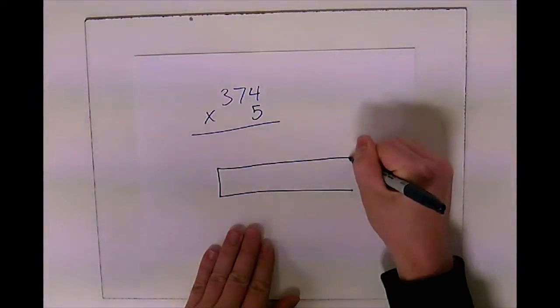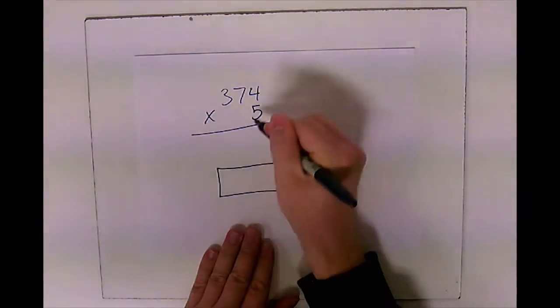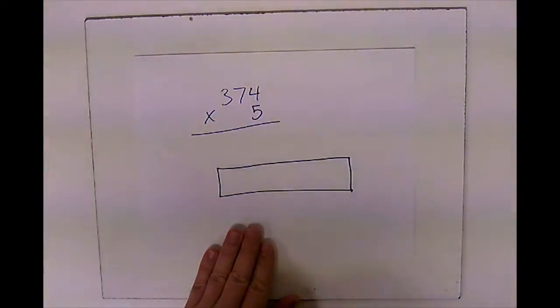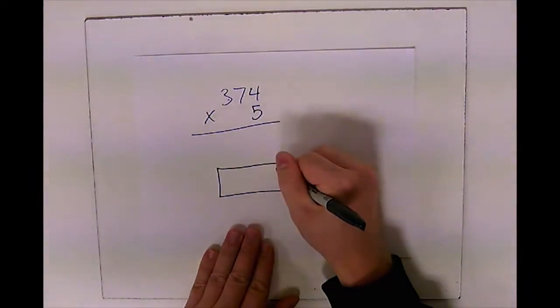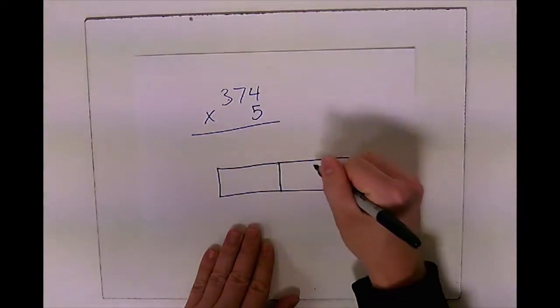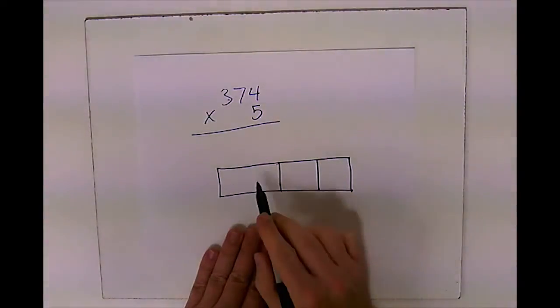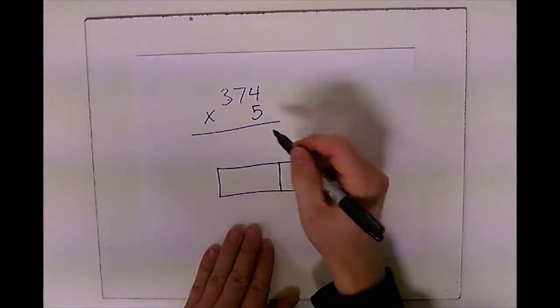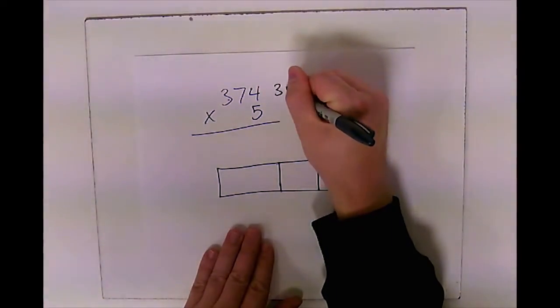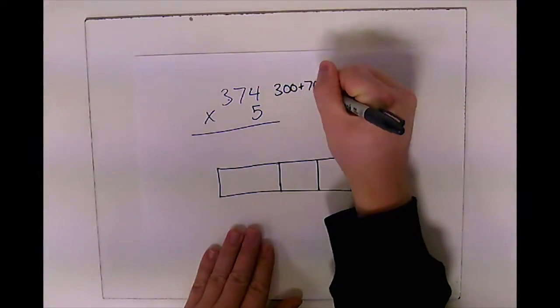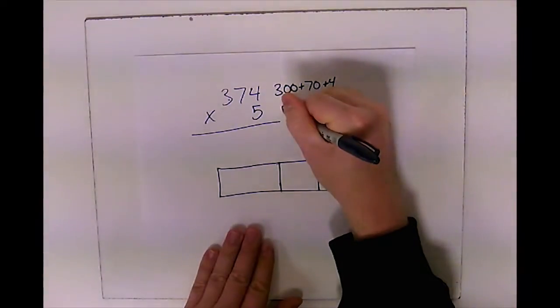Now our box, the number of rows, so I have one row because I have one digit down there. I'm going to split it up into 3 columns because I have 3 numbers up there. So I'm going to do 1 column, 2 columns, 3 columns. So 1, 2, 3. And then I'm going to put them kind of right next to where they belong because I need to expand this. So that's 300 plus 70 plus 4, and this is just 5.